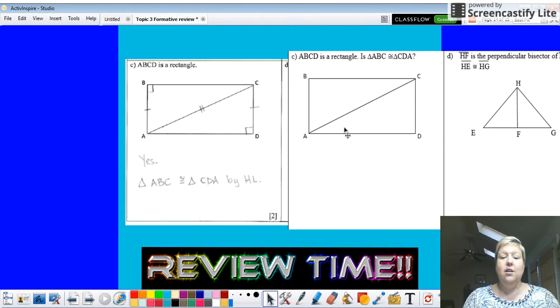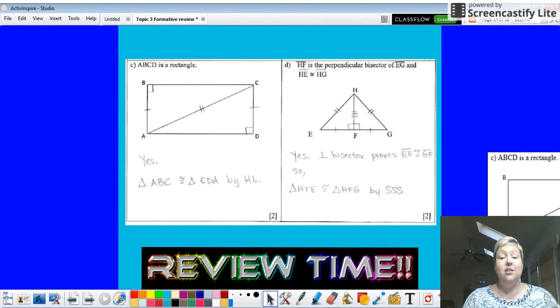And finally, we learned that HF is the perpendicular bisector of EG and that HE is congruent to HG. So again, I marked it, HE congruent to HG. Since I know it's the perpendicular bisector, I marked it as a right angle, because perpendicular bisector tells me there's a right angle. And the bisector part tells me that EF is congruent to FG. So you could mark this as HL because you have a right angle, you have a hypotenuse, you also have a leg. But what else do we have?